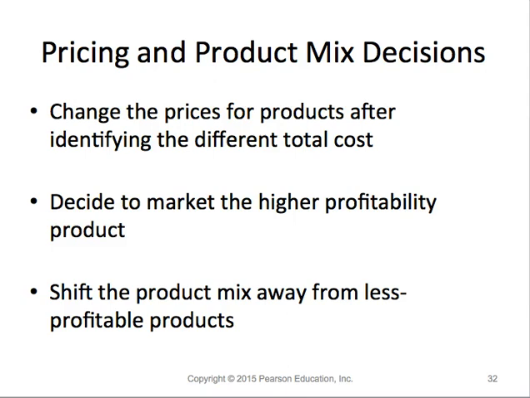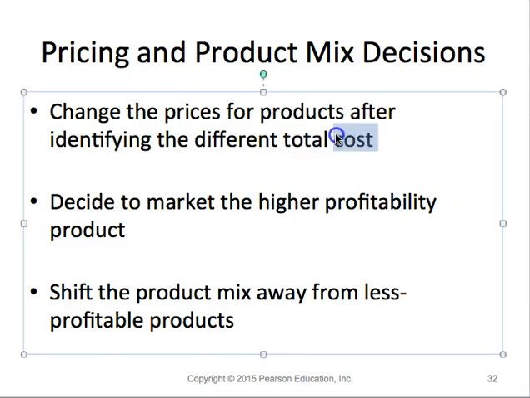We basically need to know the cost for each, so that we can calculate how much we charge the customer, and then we can find out how much profit we can make. So we change the prices for products after identifying different total costs, because we need to know how much it really costs us for each product, and then we know how much we can charge customers and how much we can get for the profit.